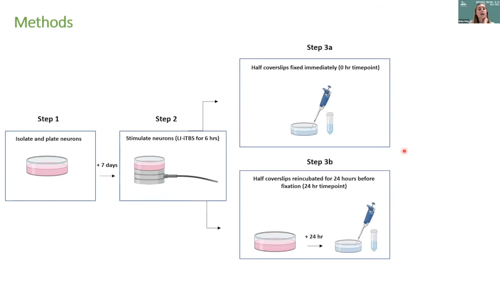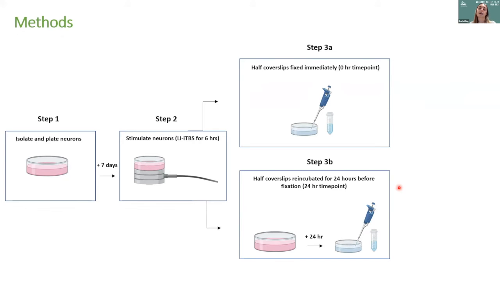We had two groups, or two time points, that we wanted to analyze. The first time point was immediately following stimulation. Once the 6 hours were up, these cells were fixed immediately to assess acute AIS changes following stimulation. Our second time point was 24 hours post-stimulation. With this group, we would return them to the incubator for 24 hours after the stimulation was finished, before we would fix them.